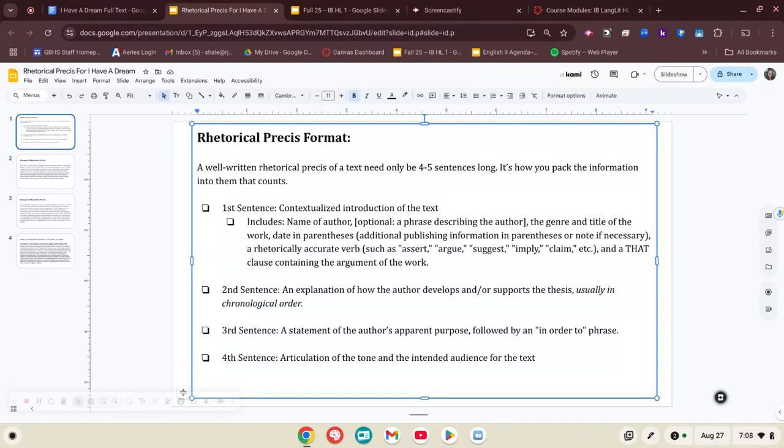This is a strategy that you'll use in lots of classes, particularly when you get to college. A lot of the times when you're asked to read and respond to or read and summarize an argumentative text or a text that's meant to be persuasive, the rhetorical précis is kind of the gold standard in how you would go about writing it. So today I'm going to ask you to write your first rhetorical précis using the information that you already generated from your close read of I Have a Dream.